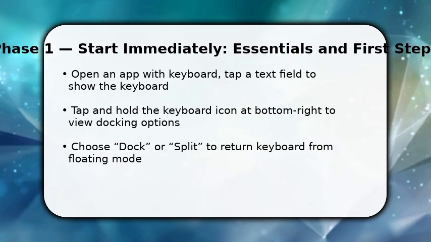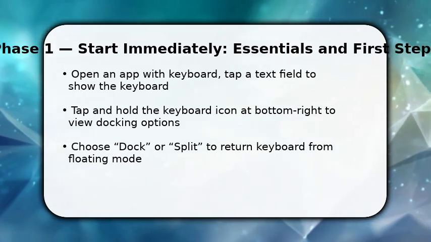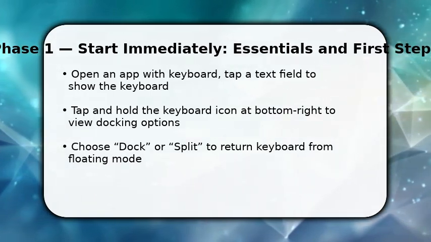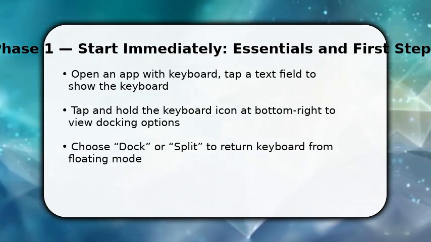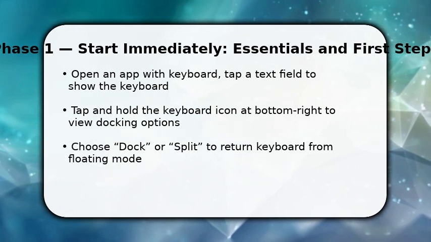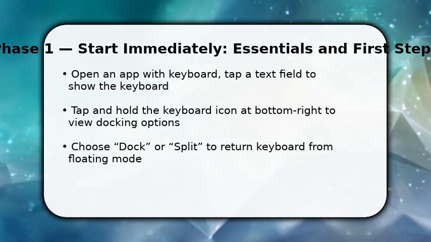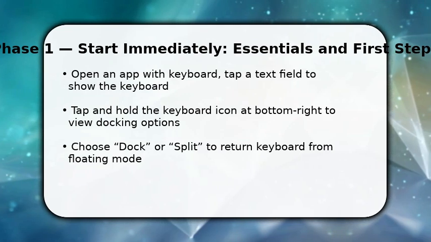You're starting right now. Open Notes or Mail and tap a text field to summon the keyboard. Once the keyboard appears, press and hold the keyboard icon in the bottom right corner. That reveals docking choices. You want to select Dock or Dock and Merge. This snaps the keyboard back to the bottom.